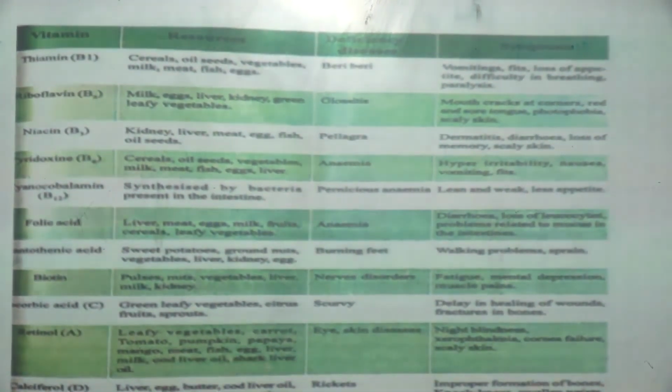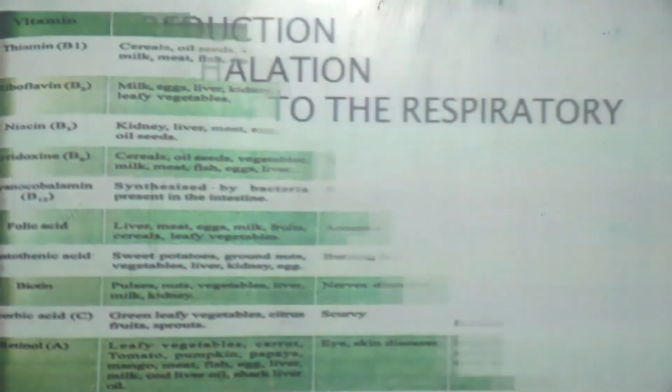And this is the vitamin table. Vitamins are of 2 types, water soluble vitamins and fat soluble vitamins. You can distinguish the differences between water and fat soluble vitamins also, and read the table particularly.